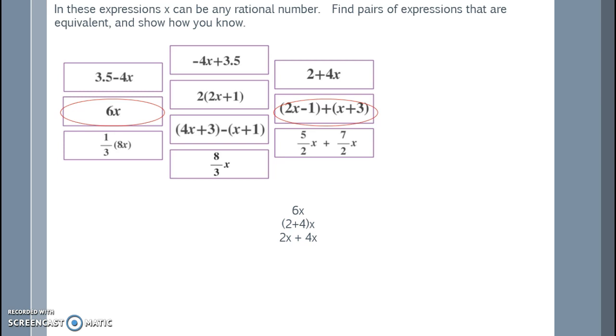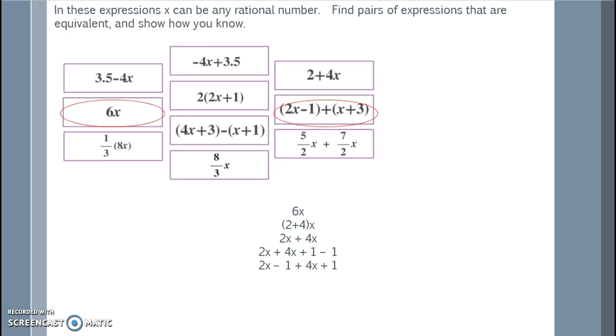So I'm going to take 6x and I'm going to rewrite it as 2 plus 4 times x, because I know 2 plus 4 is 6. Okay, and then I'm going to separate them using the distributive property, giving me 2x plus 4x. And then I'm going to add 1 and subtract 1 here, because plus 1 and minus 1 is the same as 0. So we're adding in a 0, which does not change our overall expression. Then I'm simply going to rewrite them. So 2x minus 1, 4x plus 1, so that I can start to develop what that second expression might look like.